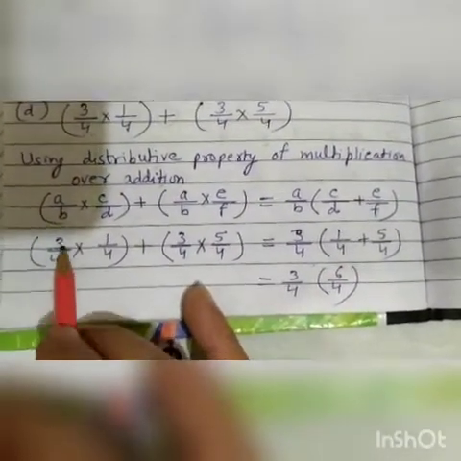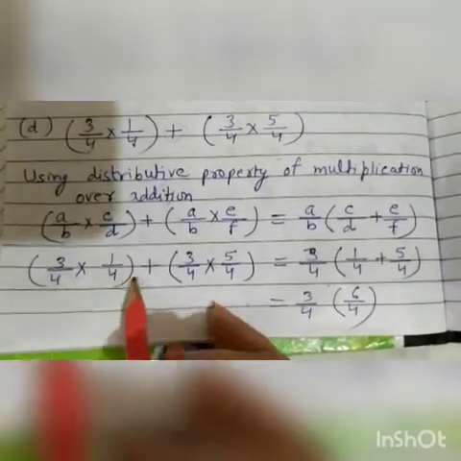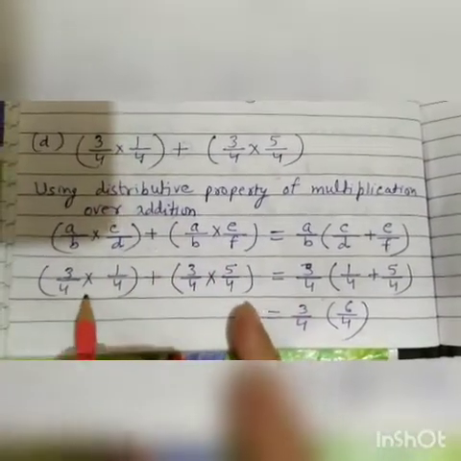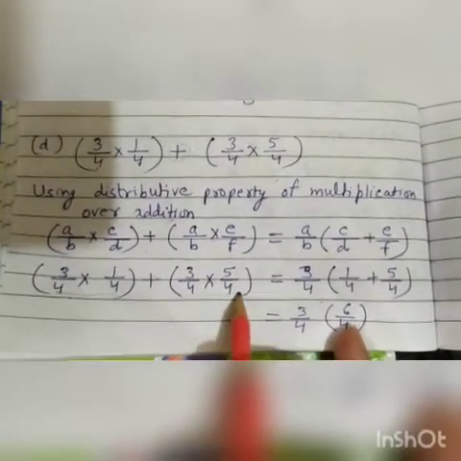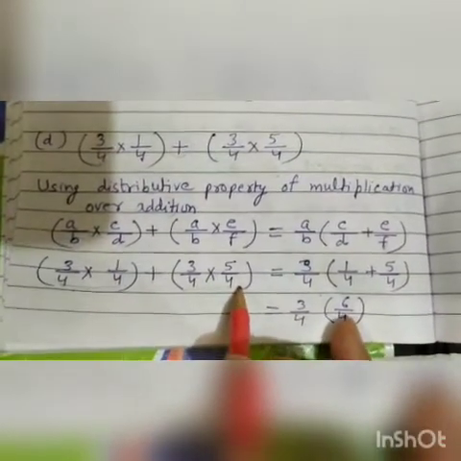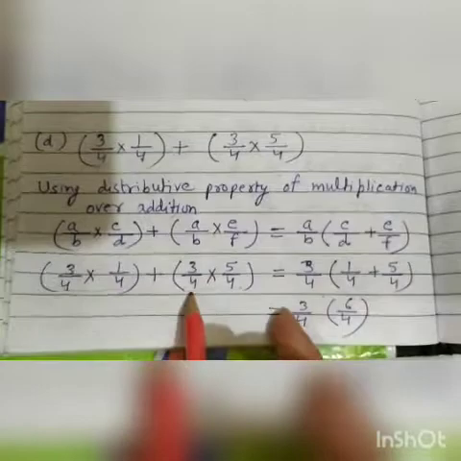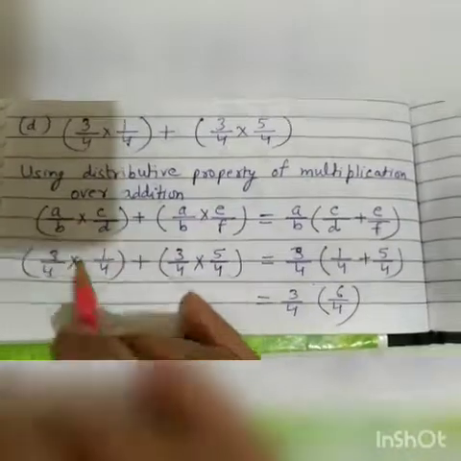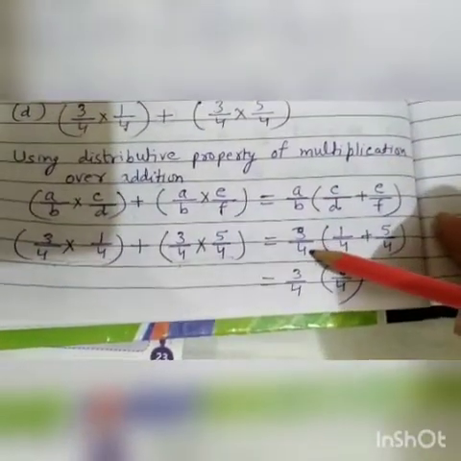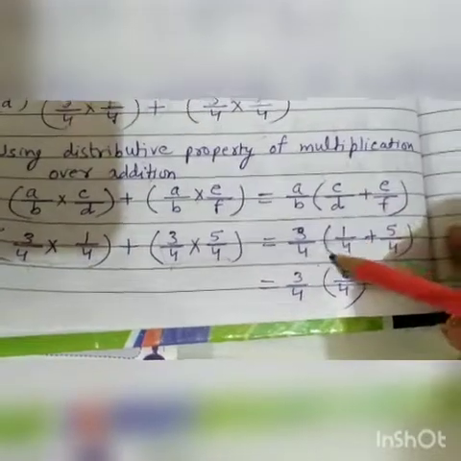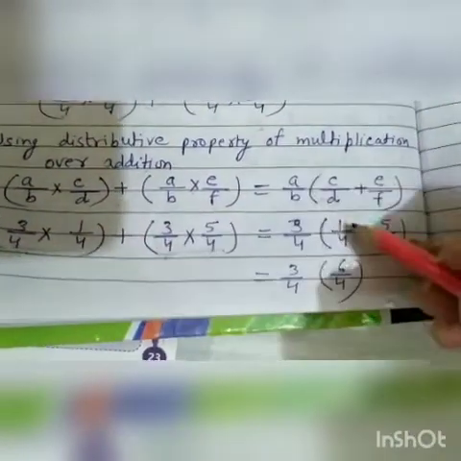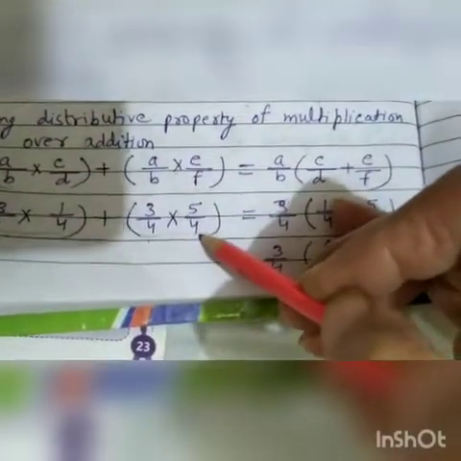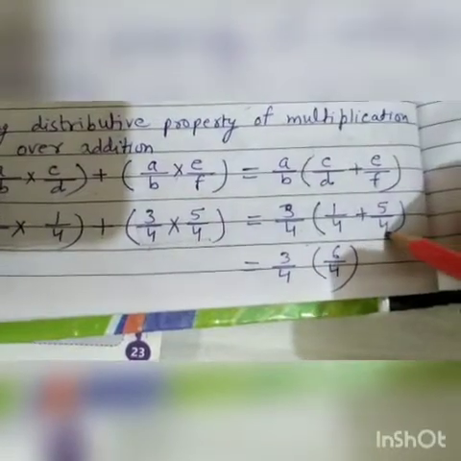Now our question is 3 upon 4 multiply 1 upon 4 plus 3 upon 4 multiply 5 upon 4. So students, see here in this bracket and in this bracket, which rational number is same? 3 upon 4, 3 upon 4. This rational number is same. So we will take it as a upon b. In place of a upon b, we will write 3 upon 4. Then this bracket c upon d is equal to 1 upon 4, 1 upon 4 plus e upon f. e upon f is 5 upon 4. So we will write here 5 upon 4.